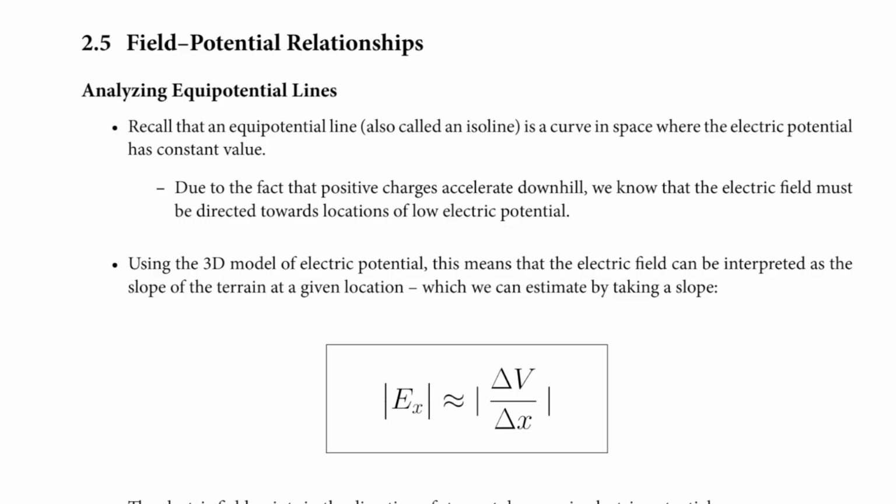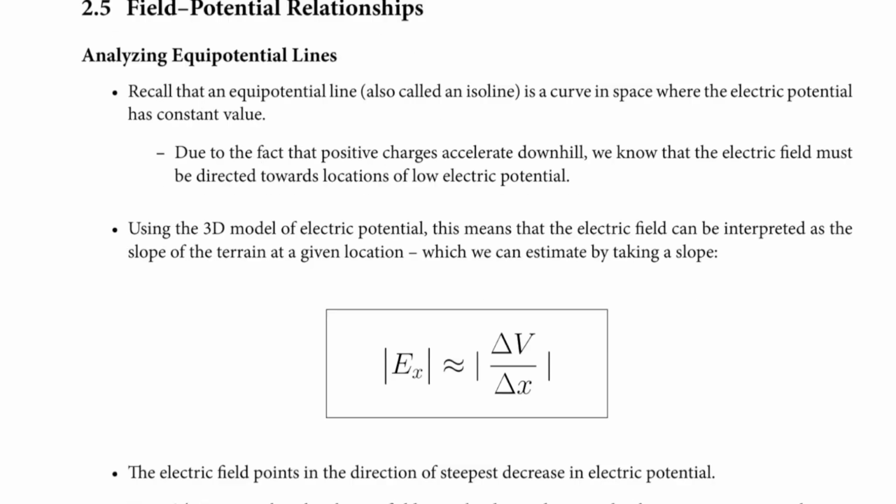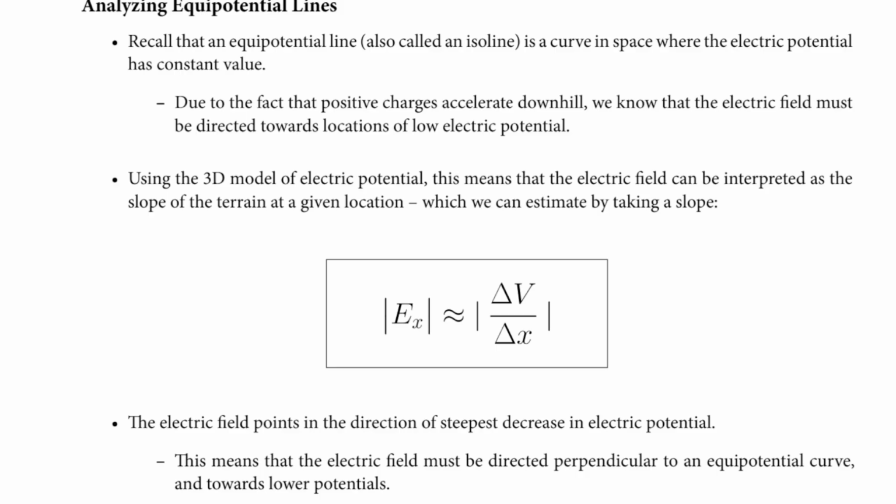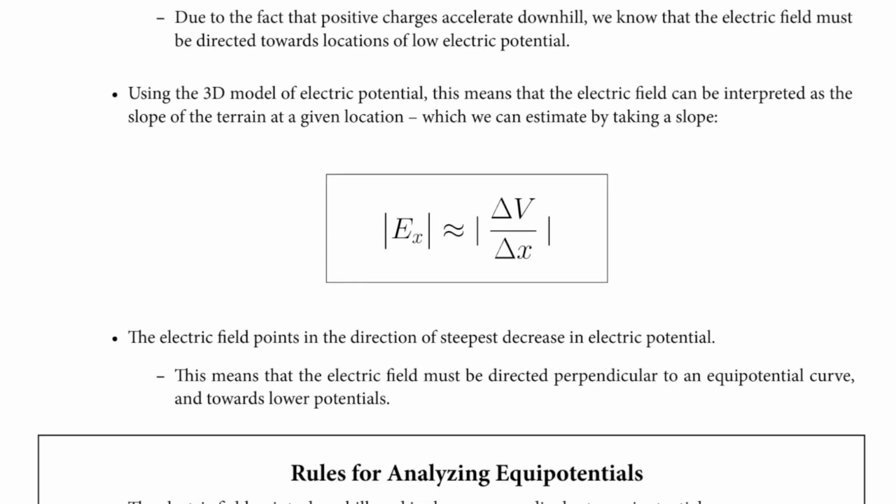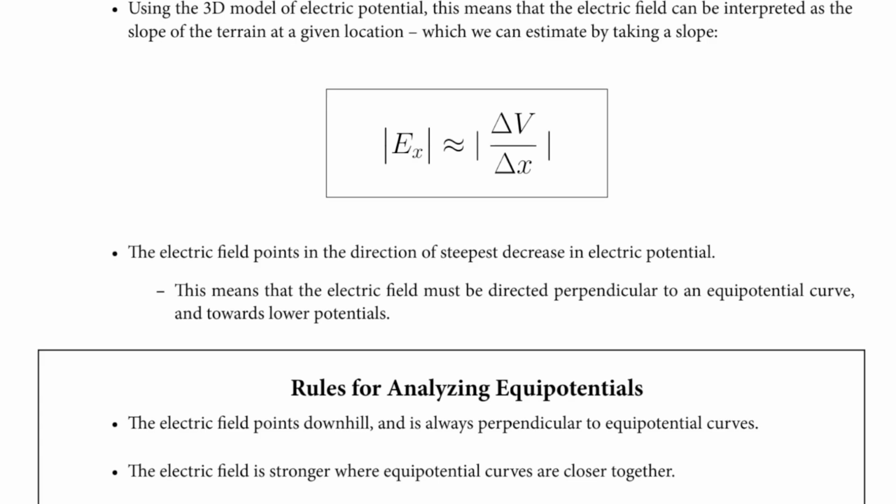And also, due to the fact that positive charges accelerate downhill, which we figured out using energy conservation, we know that the electric field must be directed towards low potential, or it slopes downhill. So this allows us to actually interpret the electric field as a physical slope of the potential of the terrain. So if we're thinking about a three-dimensional model of height, it is the steepness of the terrain, and we know it points downhill. So we can approximate the electric field by taking the change in potential and dividing that by the change in distance along a certain direction.